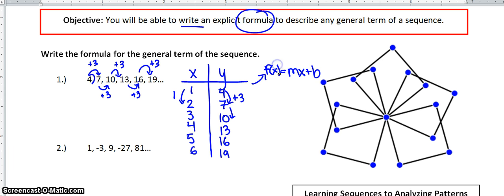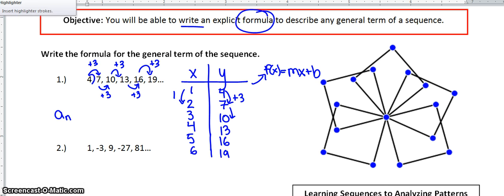Now, while we call a function f of x, we do not call a sequence f of x. We call a sequence a sub n, where a is the name of the sequence, and n is what we call the index. All the index does is tell you the position of that sequence element. When I say position, I mean 4 is in position 1, 7 is in position 2, right? It's like the x value of the function. So this n tells you what order your term is in. If I said A1, it would be the first term. If I said A2, it would be the second term.